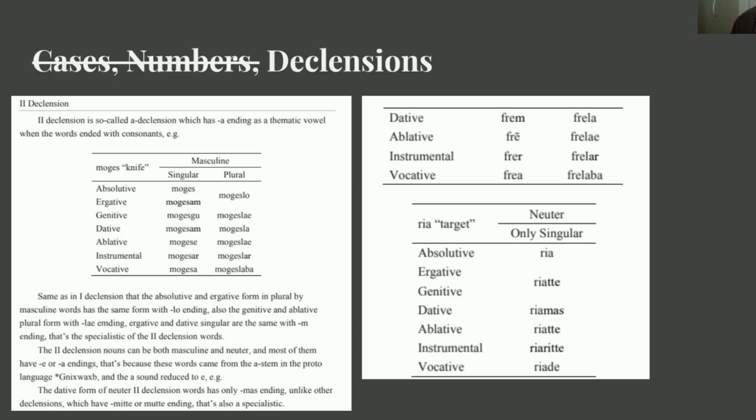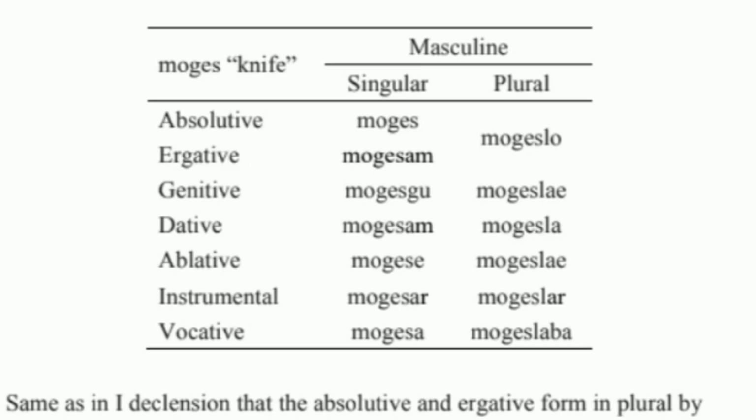All right, so then we have type 2 declensions, which are called the A declensions. This is for words that either end with a or with a consonant. So here we have an example of one that ends with a consonant. We have moges, which means knife. Moges, mogesam, mogesgu, mogesam, mogese, mogesar, mogesa, mogeslo, mogeslai, mogesla, mogeslai, mogeslar, mogeslava.